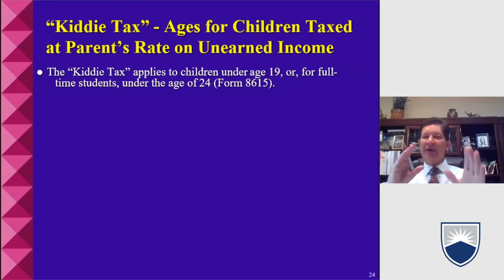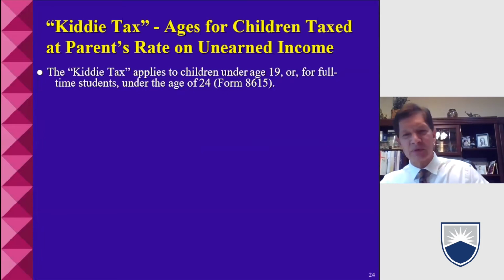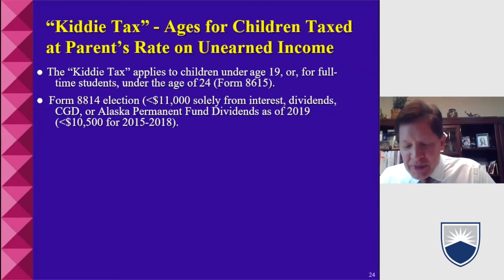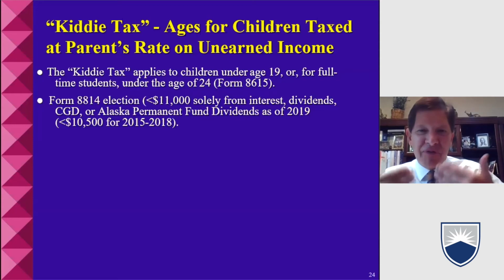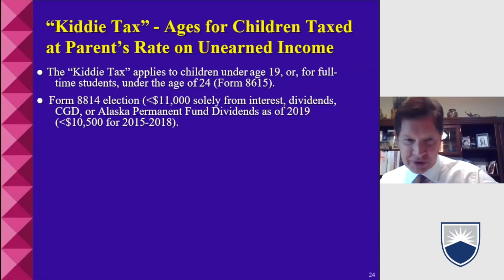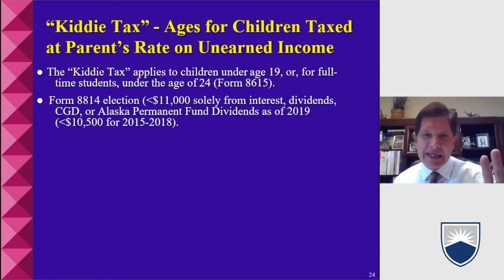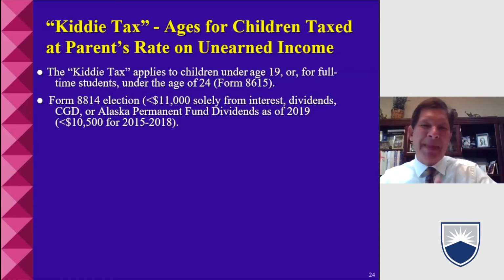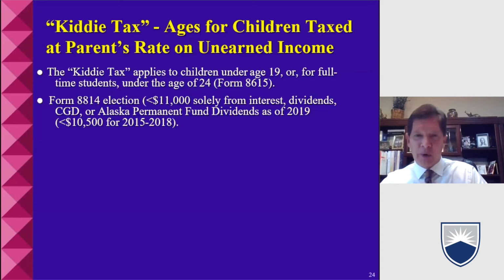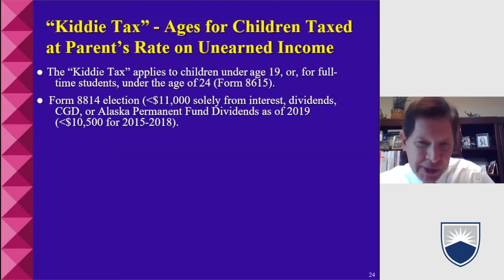Now you're going to see some similarity here between this and the dependency exemption rules. There's a Form 8814 election. This election means the child is not going to be filing their own tax return. So to make your life easier, and there's a significant cost to do this, if you make the Form 8814 election, meaning your dependent child has less than $11,000 of unearned income solely from interest, dividends, capital gain distributions, or Alaska Permanent Fund dividends as of 2019.